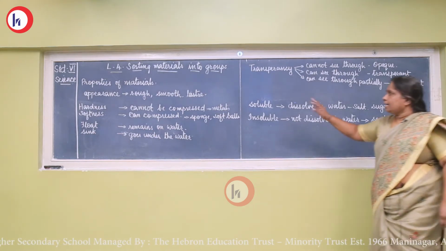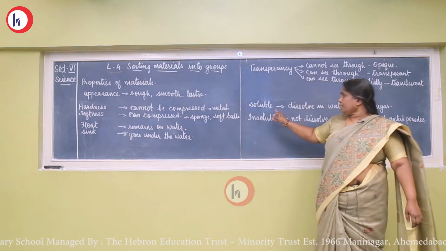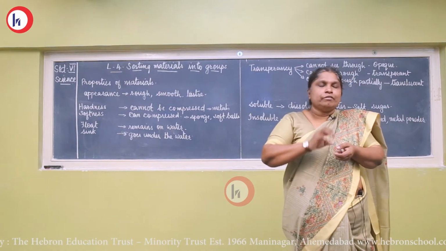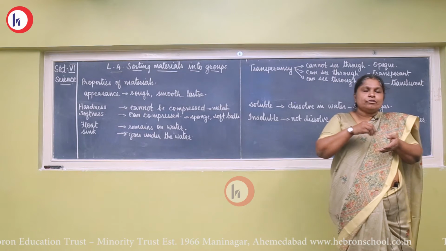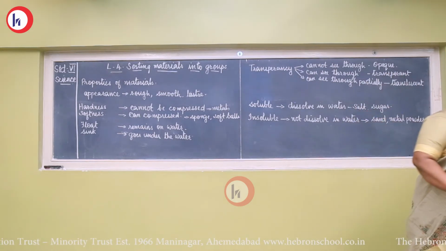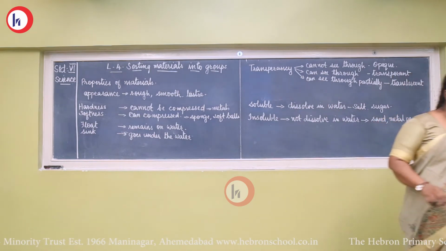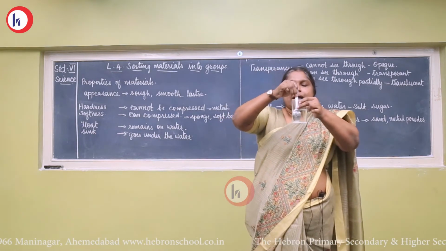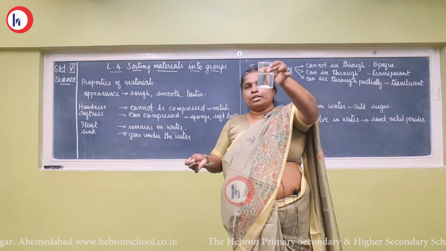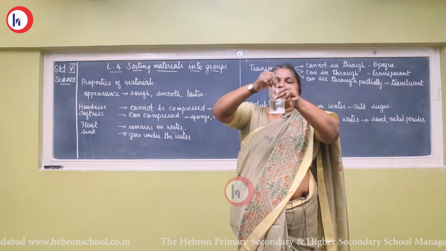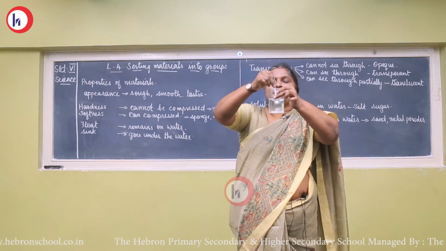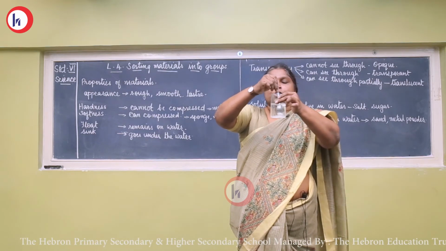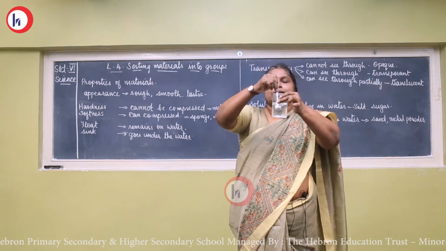Next, talking about another property, soluble. Soluble means dissolves in water. Some objects dissolve in water, they fully disappear. When we mix them with water, they completely disappear in the water. That is known as soluble. For example, I put some sugar in the water. Can you see sugar in the water? I am stirring it, I am mixing it with water. Slowly it disappears in the water. That is known as soluble.